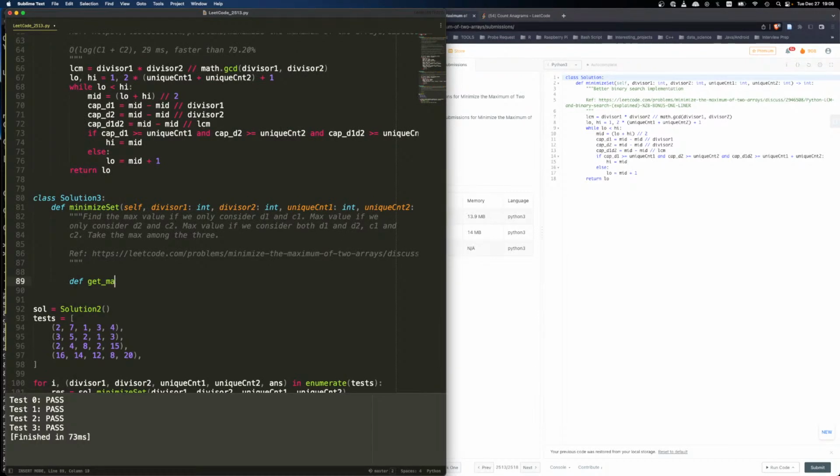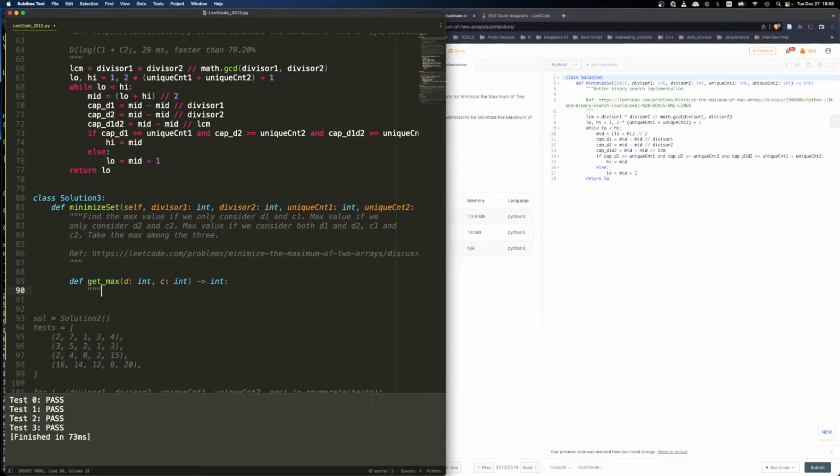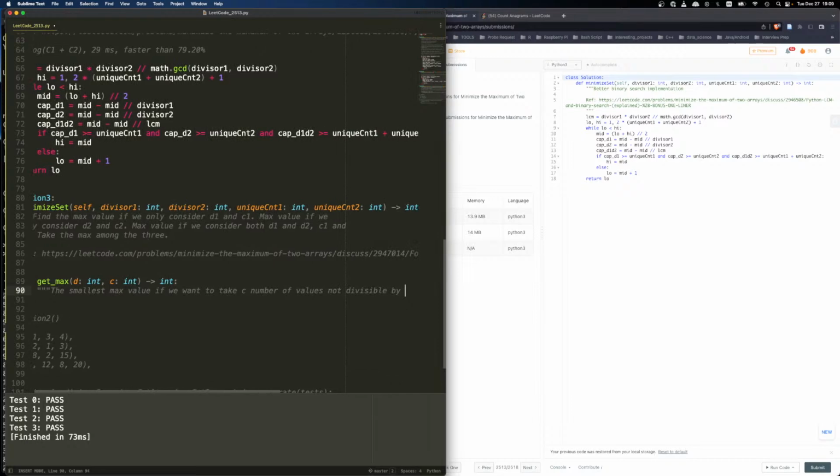Def get max. Give me a D, give me a C, right? Or return an integer. The smallest max value if we want to take C number of values not divisible by D.